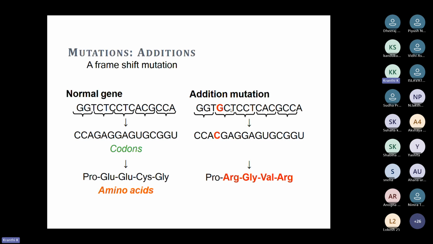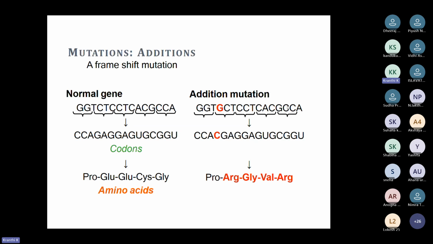As there is no comma, it will become the GCT. So CTC is coding glutamine, but GCT is coding arginine. And what is the other one? CCT, again glycine, a different one. So here the complete frame got shifted. It's not like a single one. The complete frame got shifted by the addition of one nitrogen base. So this is called the frame shift mutation.